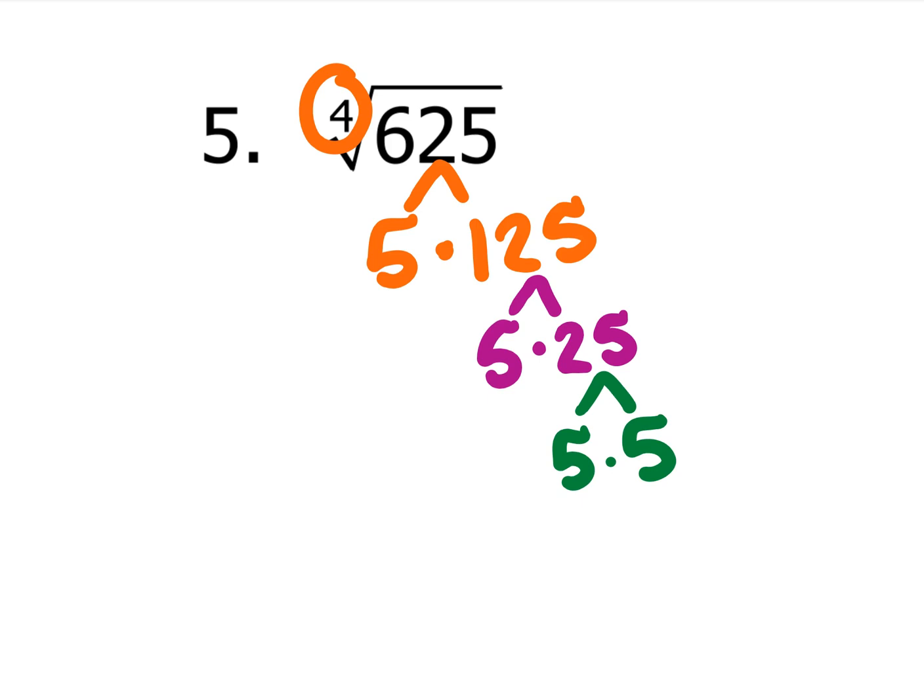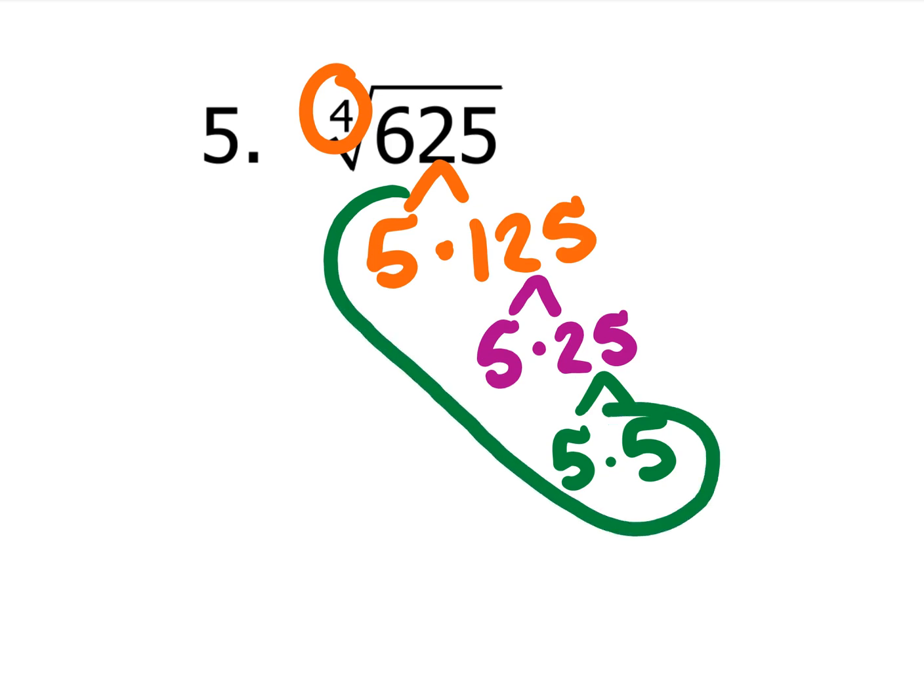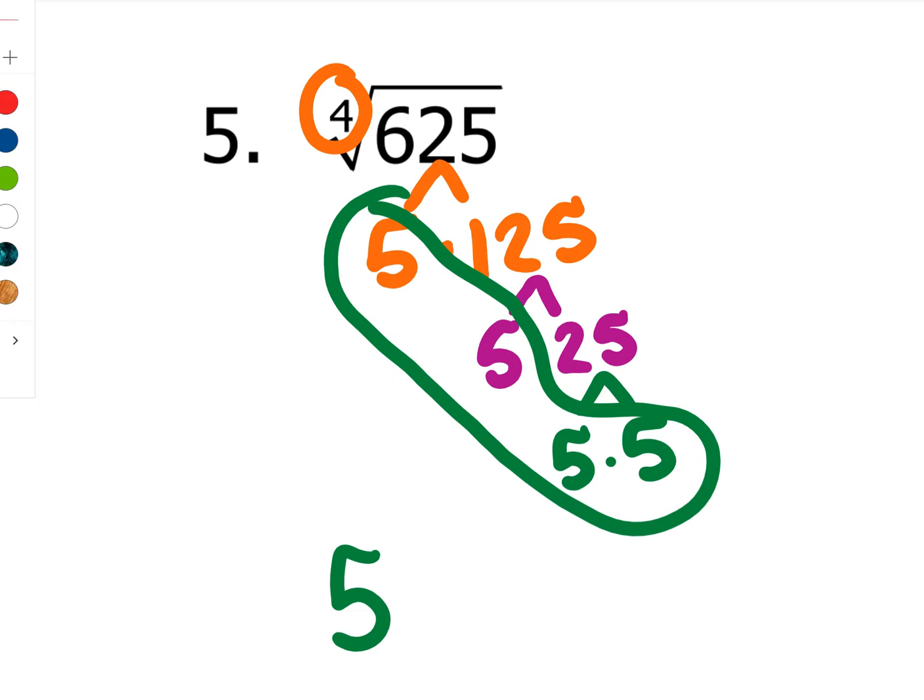When I'm doing these ones that have a bigger number, remember you're going to circle the group of 4. So these guys all make a group of 4. Everything in the group of 4 comes outside the radical, and you only write that number once. Now, there's nothing left on the inside, because we broke down 125, so we're not using it anymore.